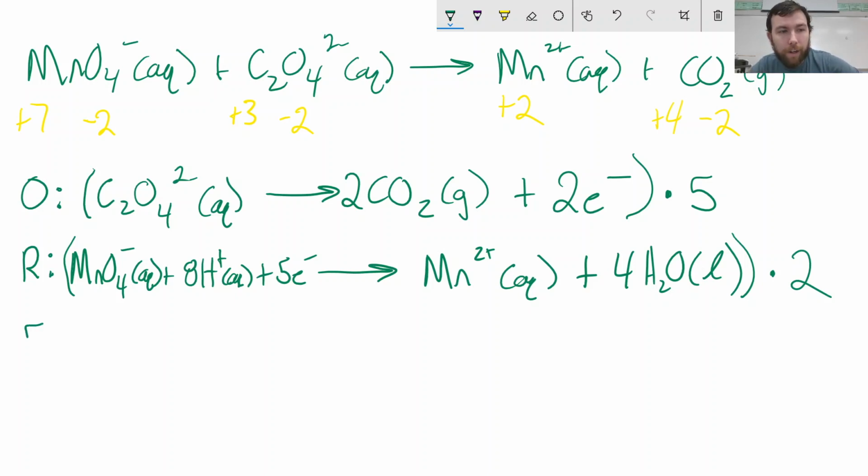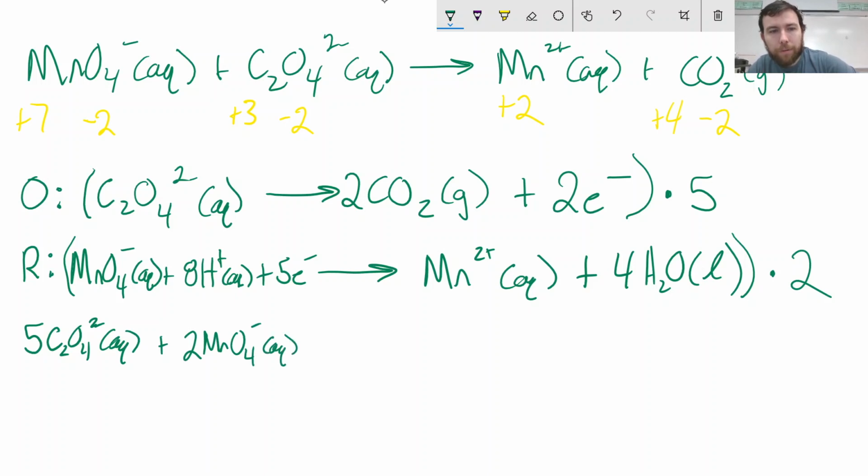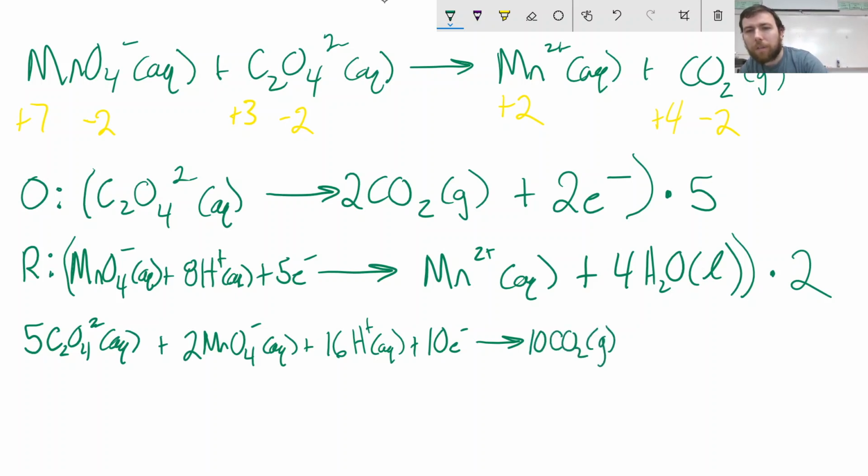So I'm going to have 5 C2O4 2 minus aq plus, on my reactant side, I'm going to have 2 MnO4 minus aq plus 16 H plus aq plus 10 electrons produces, I'm going to have 10 carbon dioxides plus 2 Mn2 plus ions plus 8 liquid waters plus 10 electrons, right? Whew, a lot of stuff that we're dealing with now.